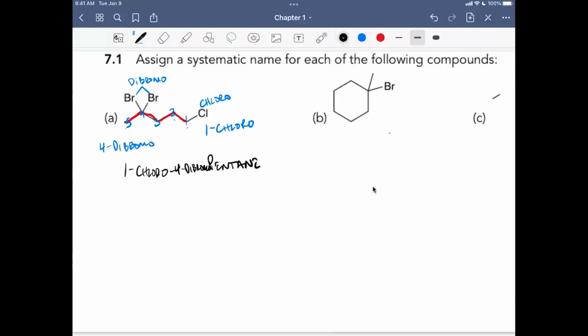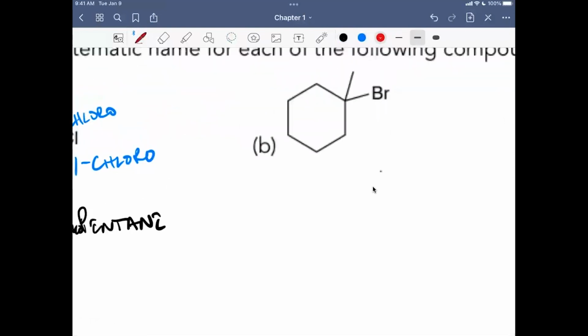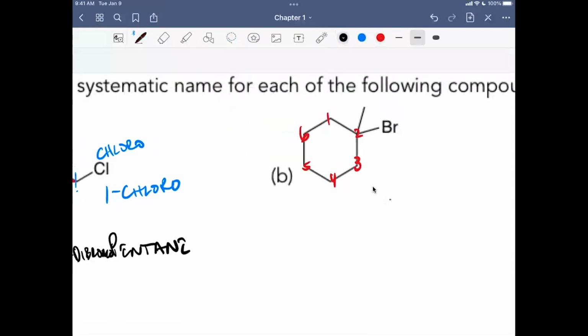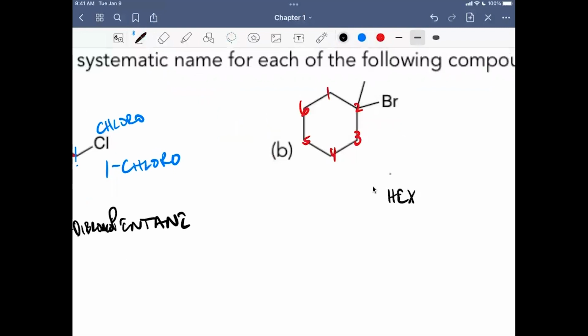All right. For this next problem, we have a cyclic compound. So this would be 1, 2, 3, 4, 5, 6. So our parent is a hexane, but since it goes in a ring and it's cyclic, it's cyclohexane. That's the parent name. There we go. So now we figured out the parent.